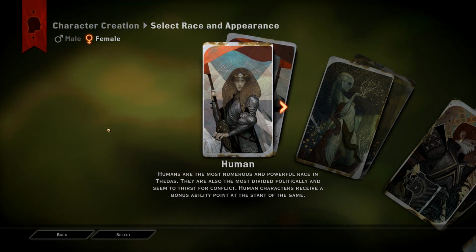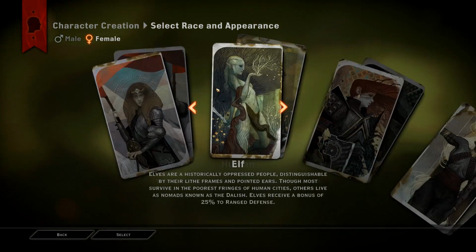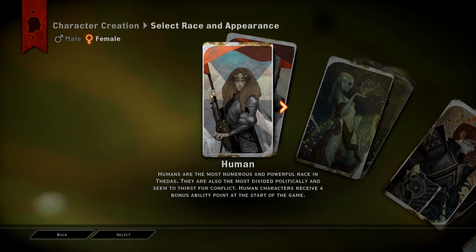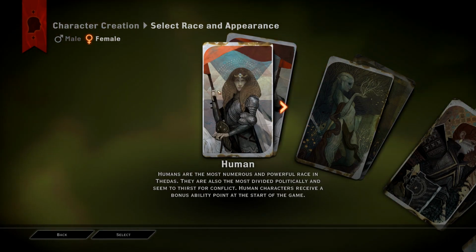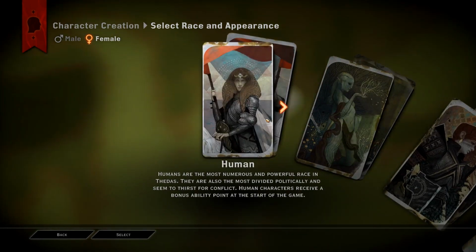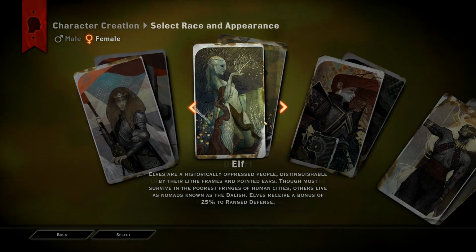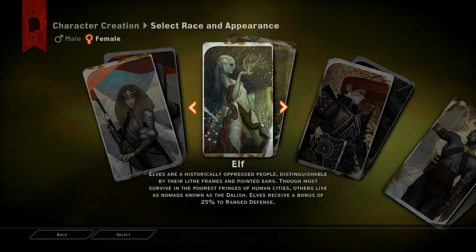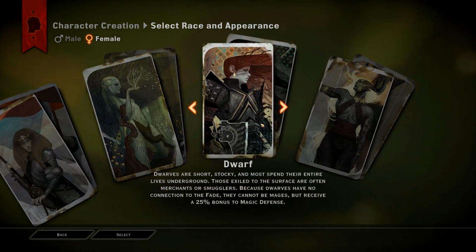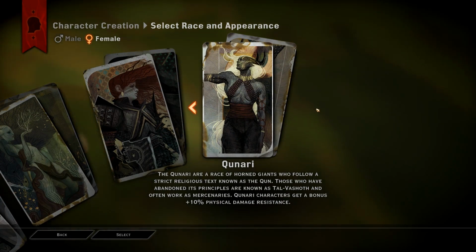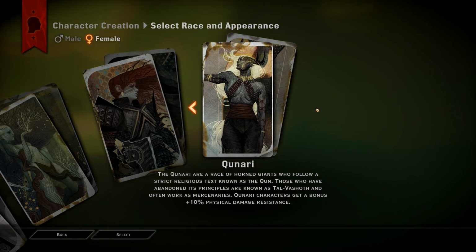Alright, so we need to select our race and appearance. In the first game we played as an elf, in the second game we played as a human. And in the first game we played as a rogue, and in the second game we played as a warrior. So in the third game we're going to play as a mage, and we want to play as a different race. Now dwarves can't be mages, so the only real option presented to us is to play as a Qunari.